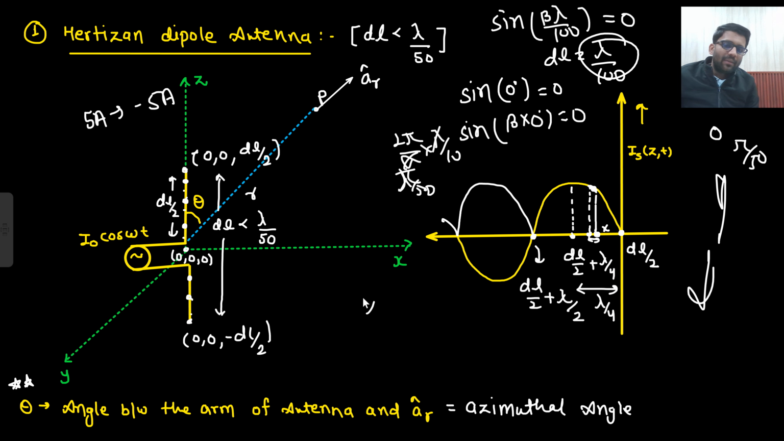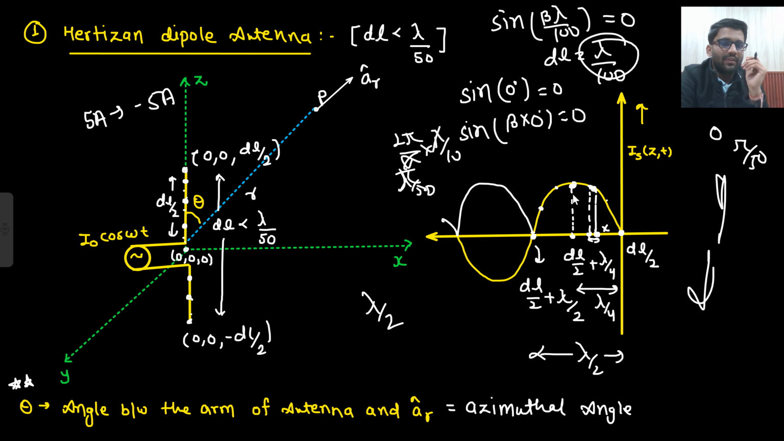Let's just say the length was lambda by 2. From here to here, the length was lambda by 2. So now the current value will be a function of space, because at this point you will be having 0 current, at this point you will be having this current, at this point 0 current, and somewhere in between you will be having this current, then this current. Then that would be a function of space. But now the length is so small that the current value is not even changing.